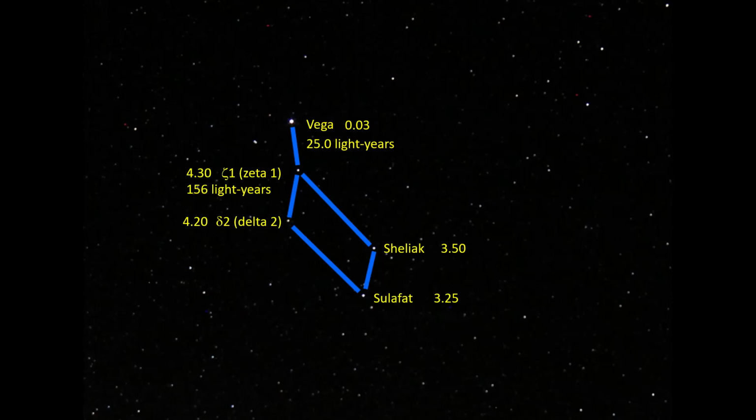And then we start getting bigger distances. Sulfat, 620 light years away. Delta 2, 736 light years. And Chiliac, 962 light years away. That's crazy far.